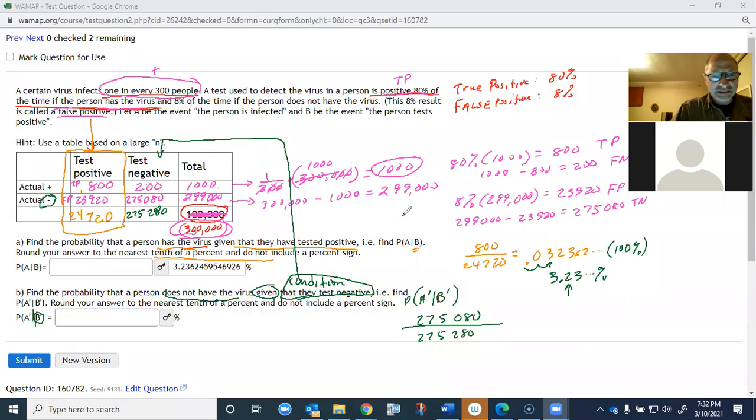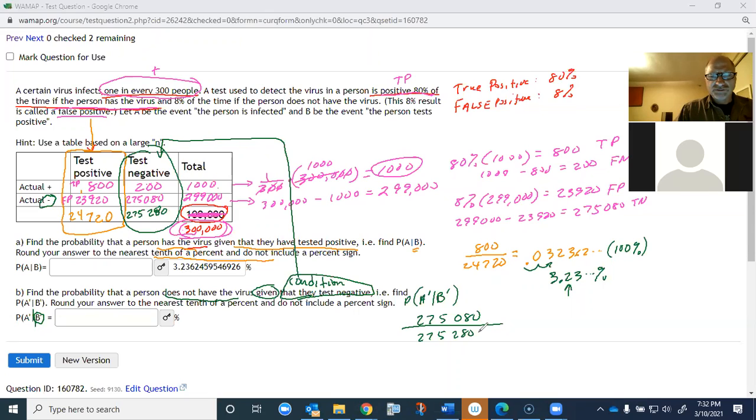Okay, I hope you had a chance to do this problem, and it's similar to part A. Only in part A, it said that they tested positive, so we had to look at the positive testing column. This one says they tested negative, so that's our condition. This is a conditional, so we have to go down to the test negative column and sum those up, which we did, and that's 275,280. That is our basis for the probability, because we're assuming they're in the testing negative column.